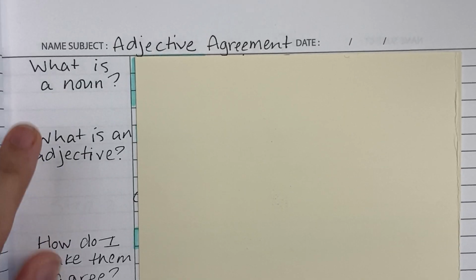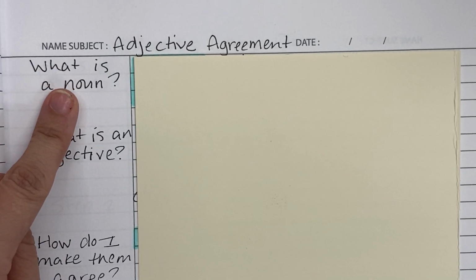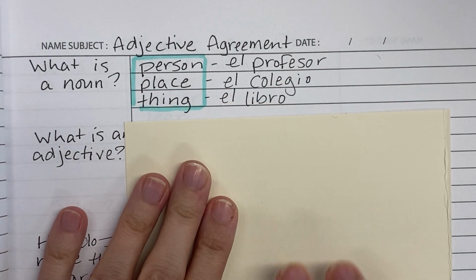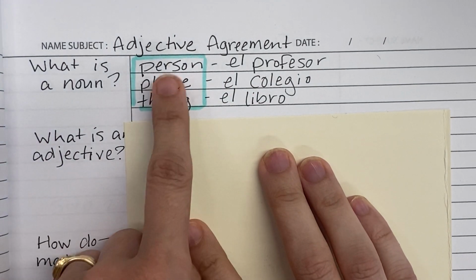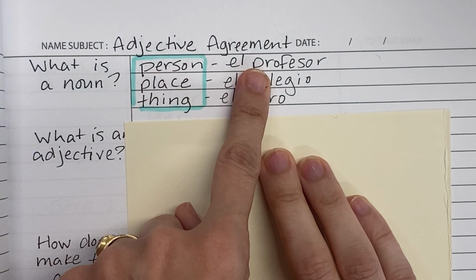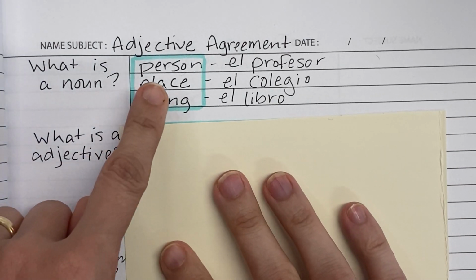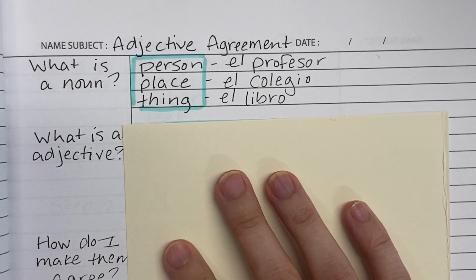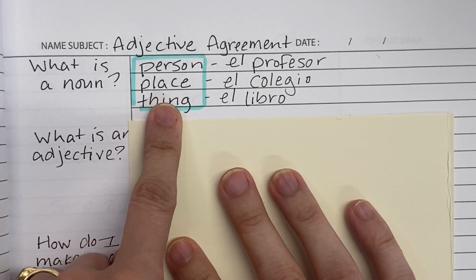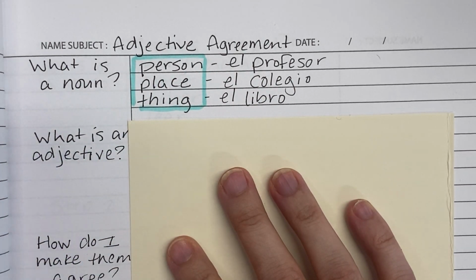All right, so let's start with what is a noun. Well, a noun is a person, place, or thing. So an example of a person noun in Spanish is el profesor, or the teacher. The example of a place noun in Spanish is el colegio, or high school. And an example of a thing noun in Spanish is el libro, or the book.